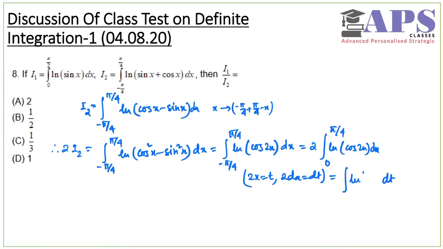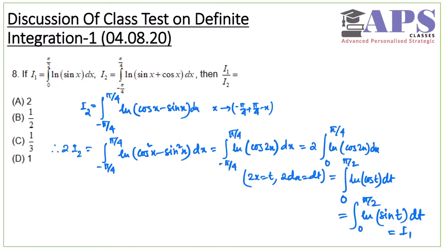It will be log of cos t, and limit, if I put x equal to 0, t will be 0. If I put x equal to pi by 4, t will be pi by 2. So this is our I2, 0 to pi by 2 log cos t dt, which can now be written as 0 to pi by 2 log, in place of cos, now I can take sine by some property we know, sin t dt. Okay, now this is nothing but our I1. So this is our I1.